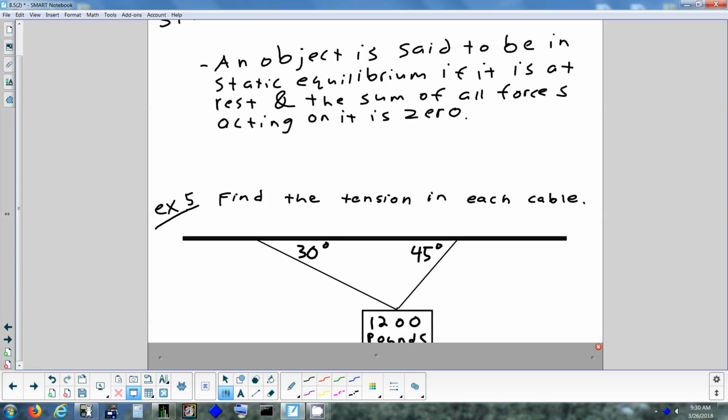Another way to think of that is if you cut one of these cables, what would happen to the weight? It would swing in one direction. So what that means is these cables are not only holding the object up, but they're also keeping it from swinging left and right. All right? So you might get more tension in the cables than the object actually weighs because of that. Right? But that's the idea of static equilibrium.